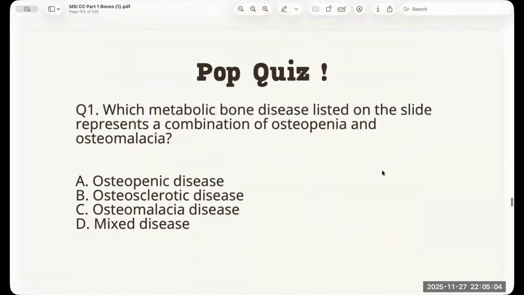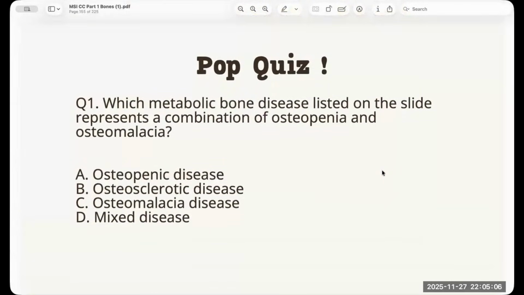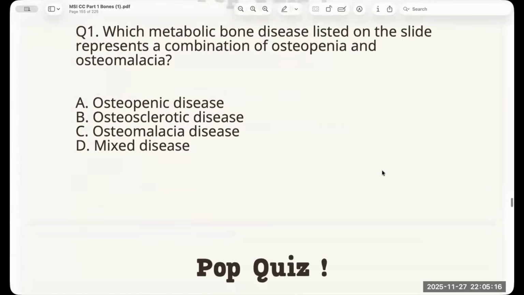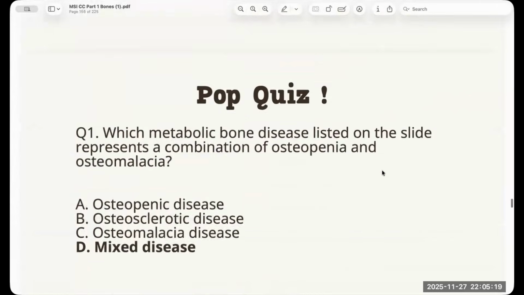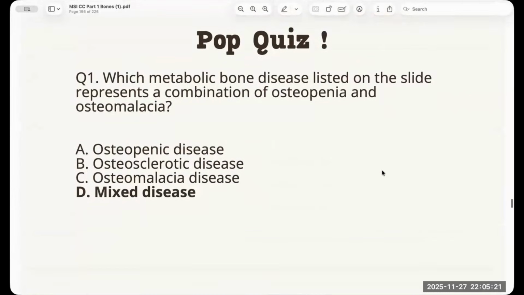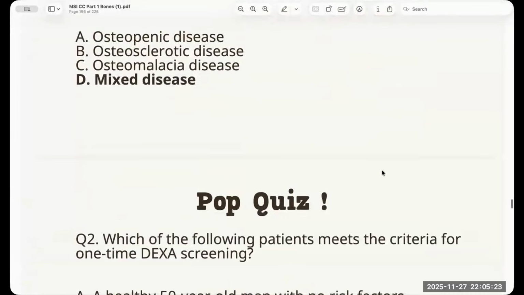Okay. Now we're done with the first clinical lecture. Of course, there's a question. Which metabolic bone disease is a combination of osteopenia and osteomalacia? That would be, an example would be hyperparathyroidism.